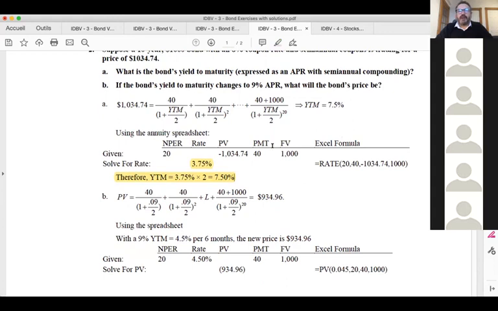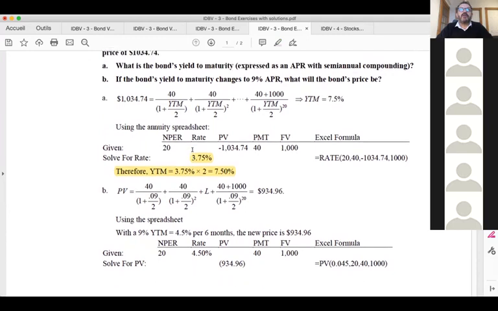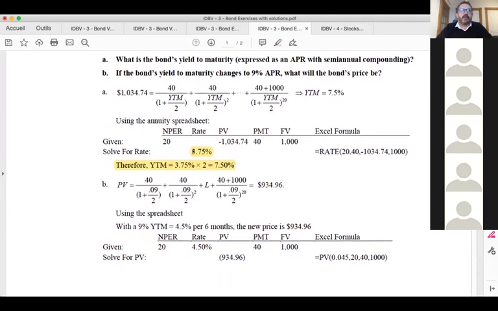By the way, you have the formula if you want to use Excel, but in the exam you don't have Excel, so maybe don't rely too much on Excel for the moment.